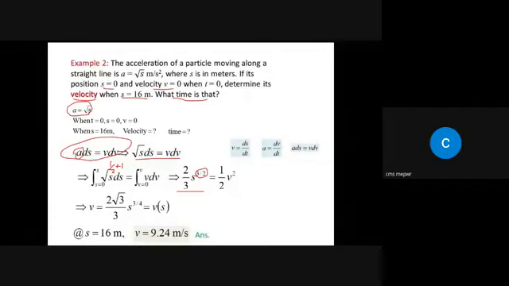Now when s is equal to 16, we have the s value, and you can easily find this v. So when s is equal to 16, put that value over here, and you can find the value of v, that is 9.24 meters per second. So the velocity at that instant when s is equal to 16 meters has been determined. Now one more term, which is what the time is at that instant.